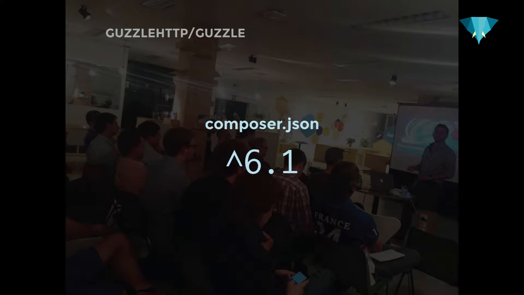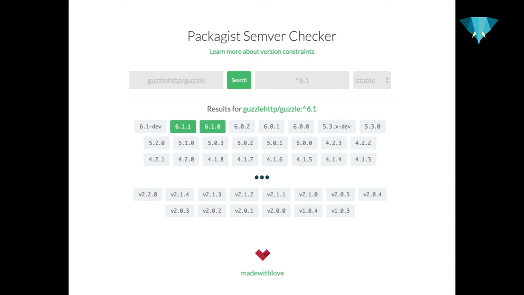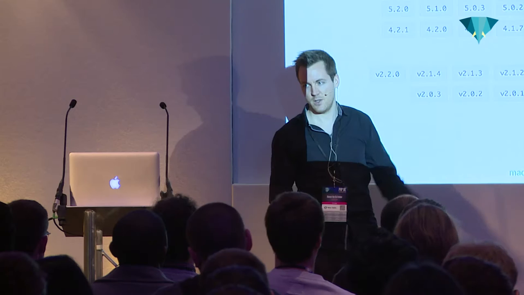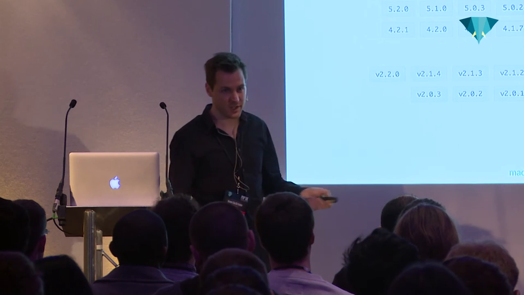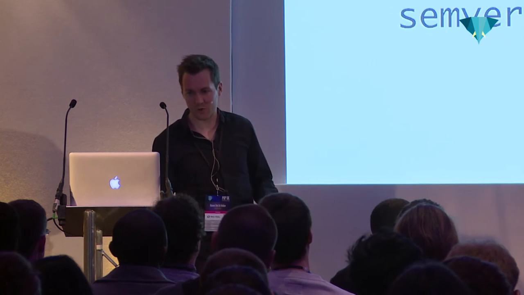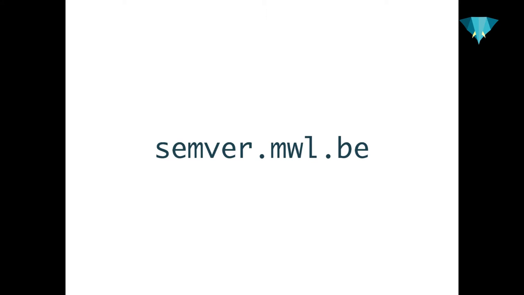Guzzle. If we go to the packages semver checker, we can see a whole list of tagged releases of Guzzle. We can see that with the version constraint caret 6.1, it will install either 6.1.0 or 6.1.1. Or if a new release is tagged, anything up to 7.0.0 exclusively. If you want to check out this packages semver checker, go to semver.mwl.be. Made with love, we made this.